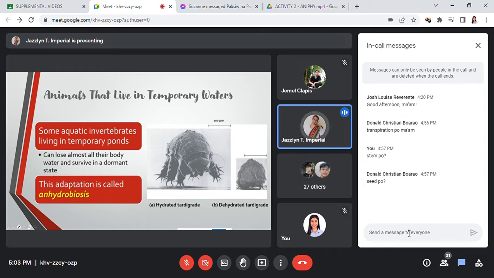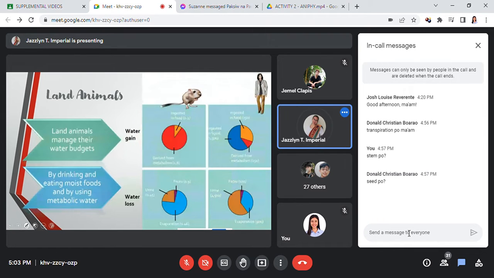If a human or a mammal is dehydrated, there is a probability that we will die of dehydration. Okay? So, for land animals, there is a mechanism for us to actually gain water and then lose water. So, for water gain, this is what we call the water budget. So, in a hamster, makikita mo na most of its water is gained through its ingestion of food as well as from metabolism. So when we say metabolism, this refers to what?